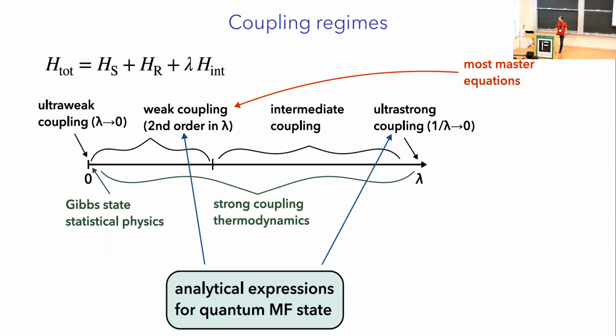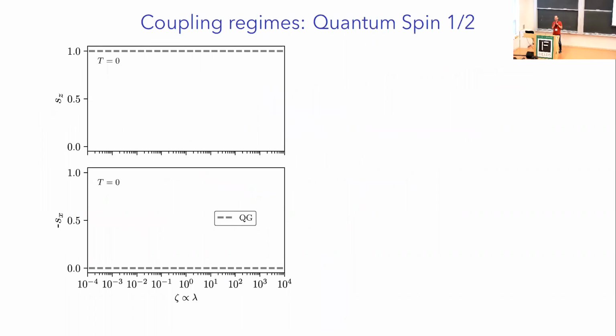What's going to be interesting for what I'll explain in a second is that both in the weak coupling and the ultrastrong limit, we have analytical expressions for the quantum mean force state. The classical one we have solved for any coupling strength, but the quantum one only has an analytical expression for the weak coupling and the ultrastrong coupling. In the intermediate coupling, we don't really have an analytical solution, and it can be, in principle, quite hard to compute. So, what do these coupling regimes look like for our specific system?